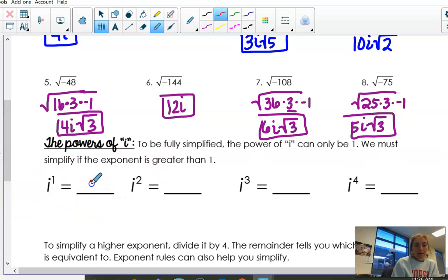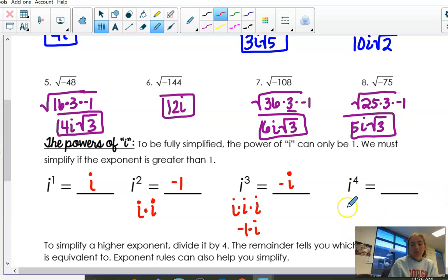i to the first power is just i, right? i squared is -1. Because i is the square root of -1, when we do i times i, the square root of -1 times the square root of -1 is -1. All right, i to the third. If you think about that as i times i times i, we know i times i is -1, times i again. i to the third is -i.